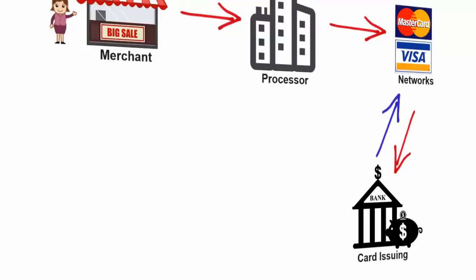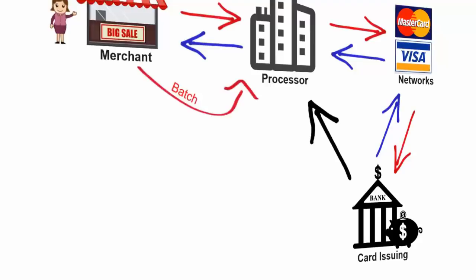The transaction is then passed through the electronic networks to the processor, and the approval code is delivered to the point of sale device at the merchant location. The issuing bank then sends the money to the processing company to reimburse them for the purchase that was made. This whole process is completed in just a matter of seconds.